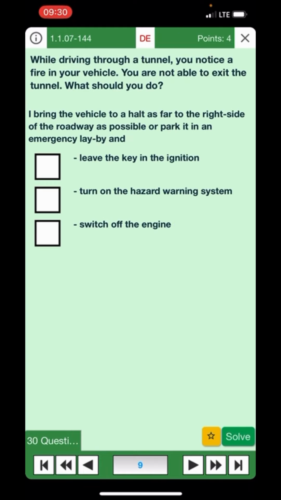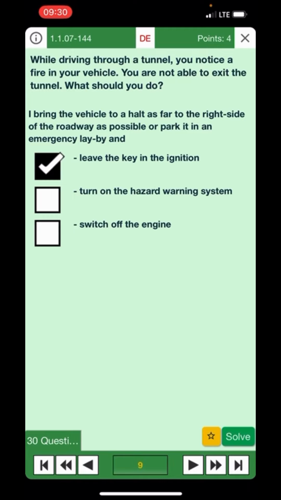While driving through a tunnel, you notice a fire in your vehicle. You are not able to exit the tunnel. What should you do? I bring the vehicle to a halt as far to the right side of the roadway as possible or park it in an emergency lay-by. Leave the key in the ignition.